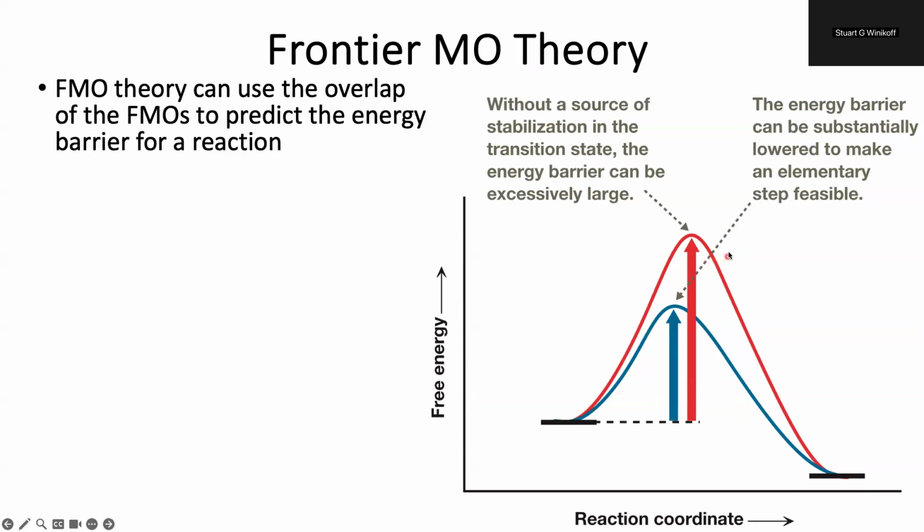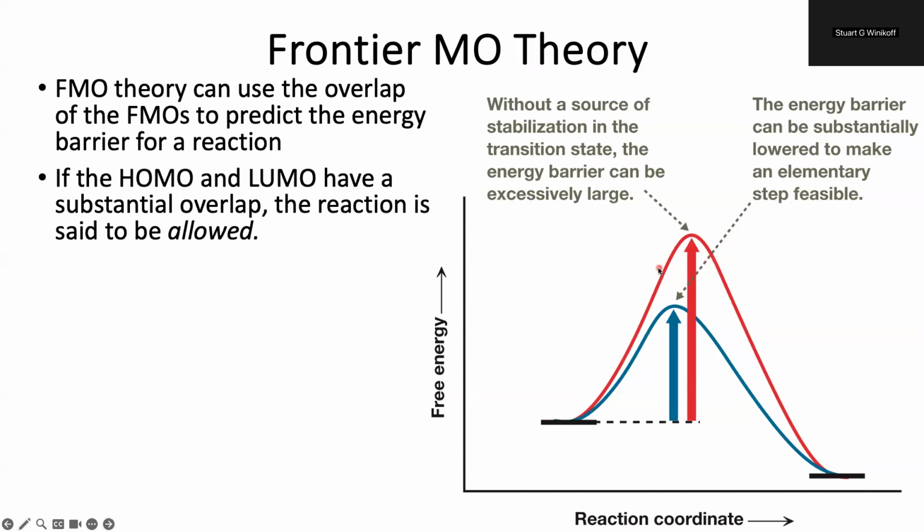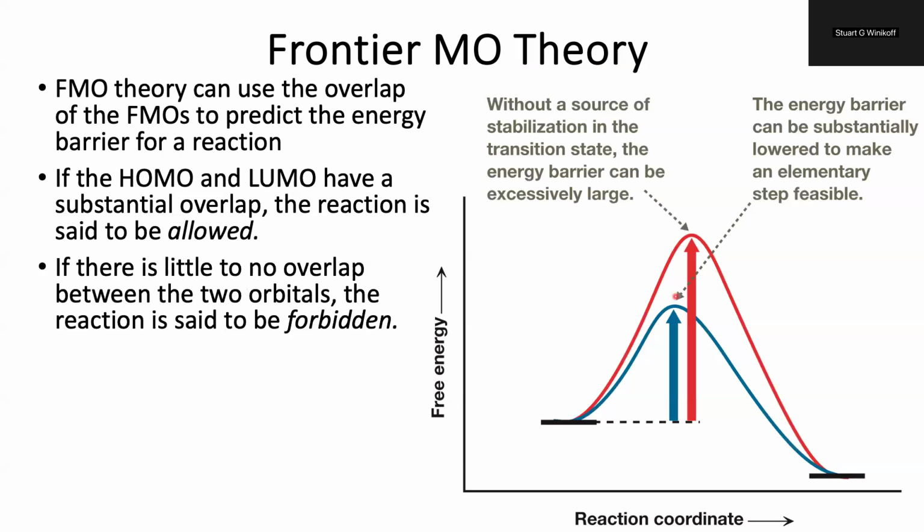If I can't, then that barrier is too large to see any interconversion. So if that HOMO and LUMO orbitals have a very substantial overlap, that means that transition state is favorable, should be lower in energy, and that transition state is said to be allowed. Now, if those orbitals have very little overlap, I can't make the electron smoothly move from one to the other, then that reaction is said to be forbidden, as it's just too hard to move the electrons from one orbital to the next.